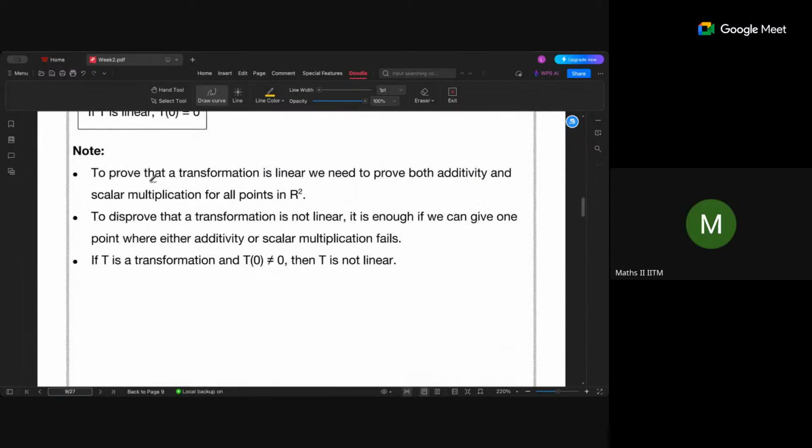Remember that all these points are a kind of recall. To prove that a transformation is linear, we need to prove both additivity and scalar multiplication for all points in R2. To disprove that a transformation is linear, it is enough to give one point where either additivity or scalar multiplication fails. You don't have to show that both fail. And also, if you see that T of 0 is non-zero, then you can straight away say that T is not linear. Okay, fine.